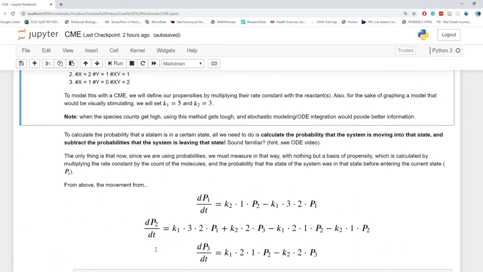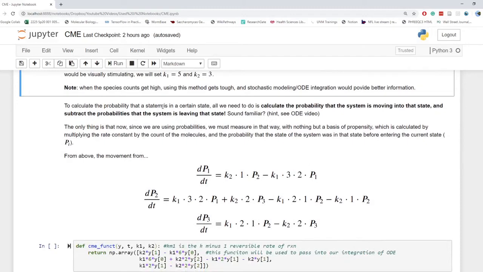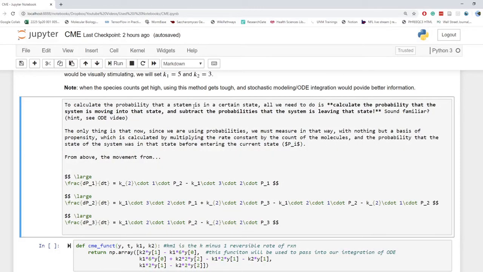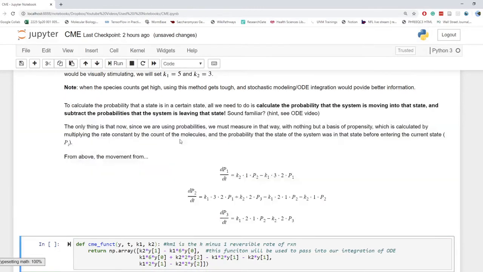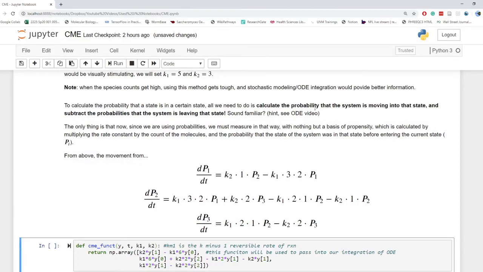So to calculate the probability that the system is in a current state, all we need to do is calculate the probability that the system is moving into that state and subtract the probability that the system is leaving that state. That should sound familiar from the ODE video, where we calculated not the probability of the system moving into the state, but the system actually moving into the state. Anyway, you can look at that if you'd like more details there.